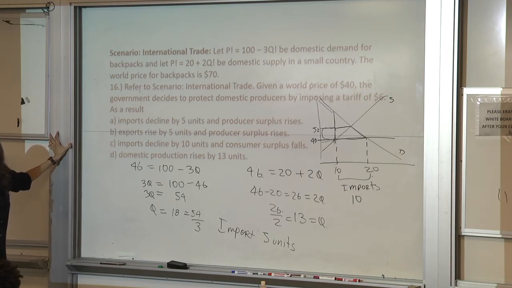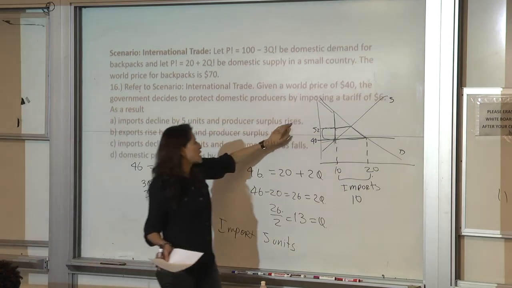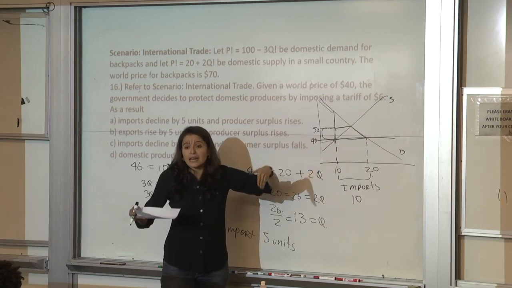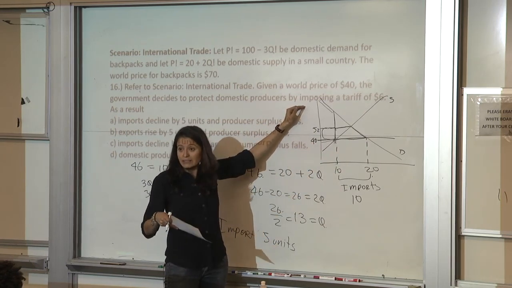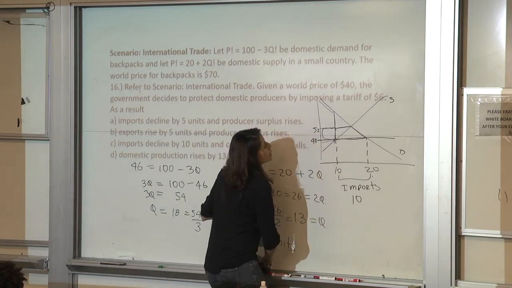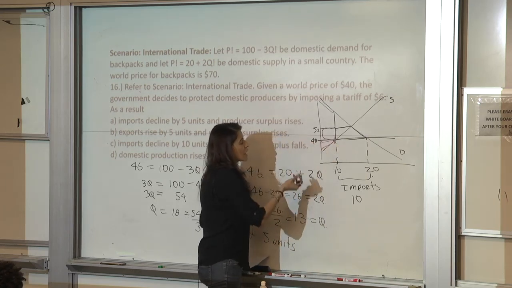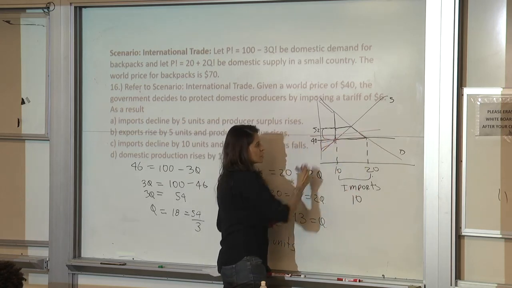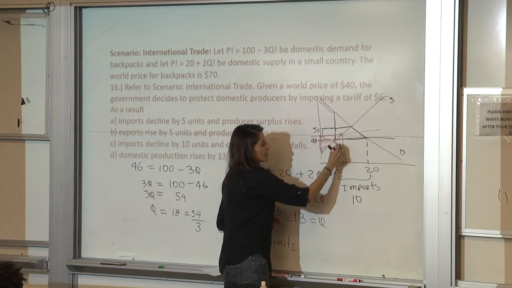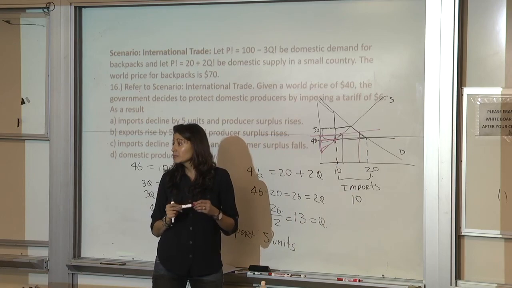Why does it fall? Because they are paying more than before, okay? The answer is: imports decline by 5 units and producer surplus rises. It's the same. Now the producers are getting paid more than before because they are being protected by a tariff, right? Let me show this to you. This was how it was, and the producer surplus was this, okay? Now they are protected and they put the price here. So the producer surplus increases and the quantity imported is smaller, okay? Good? Okay.